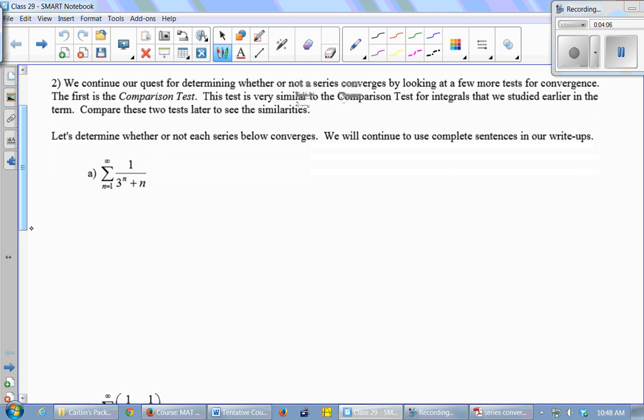Okay, so the first of our tests that we're going to learn today is the comparison test. It's very similar to the comparison test for integrals that we studied earlier in the semester. You can compare these 2 tests later to try to figure out the similarities. So if I want to figure out whether this series converges, the sum of 1 over 3 to the n plus n. All right, so I'm going to look at a similar series that I happen to know its convergence or divergence.